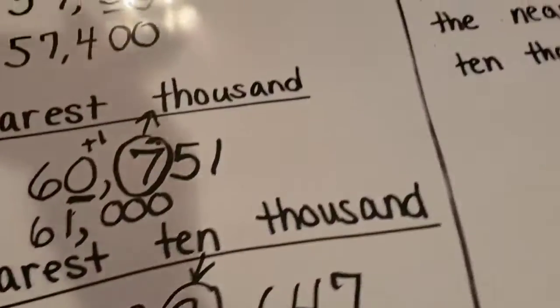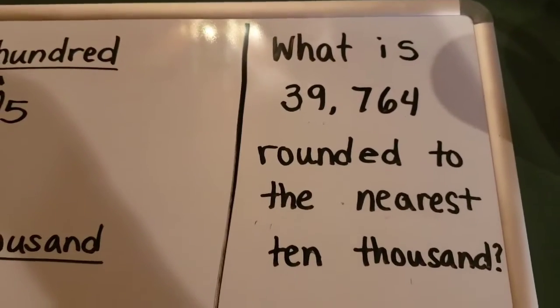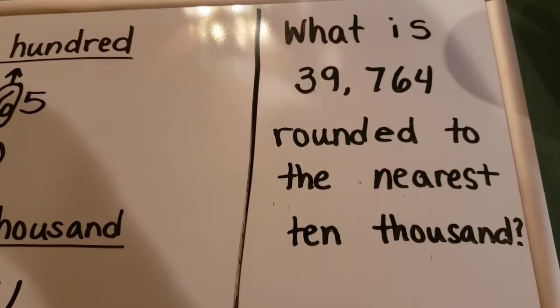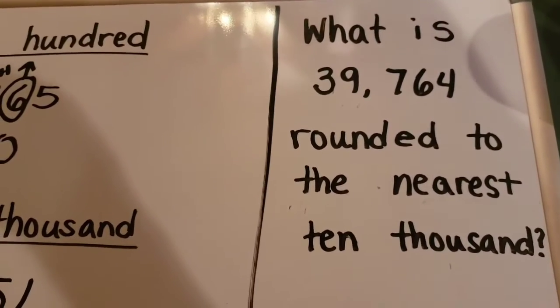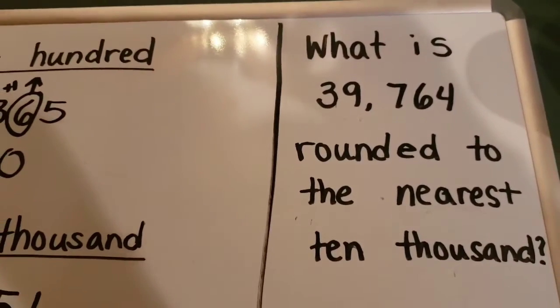So now I challenge you, Gomes graduates, can you round this problem? Can you answer this question? What is 39,764 rounded to the nearest 10,000? Post your answer in the comments below, and I will get back to you to let you know if you're right.